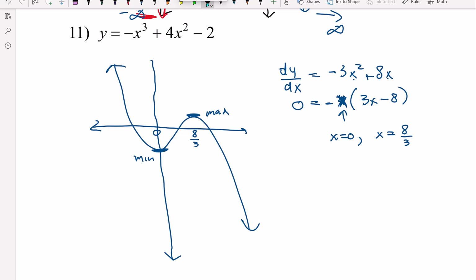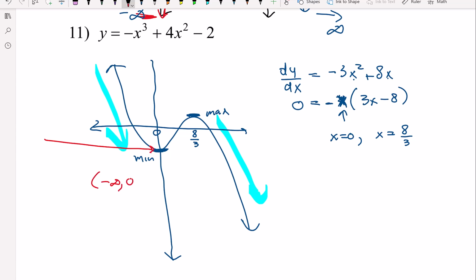And now we have to find our intervals, so I'm going to do the decreasing in blue. Those two areas are decreasing. Well, what are those intervals? Well, this interval is all the way up to 0. So from negative infinity to 0, we have a decreasing graph. And then from 8/3 to positive infinity, we have a decreasing. And then the only thing that's left is right here. That's increasing. So from 0 to 8/3, that's an interval of increasing.